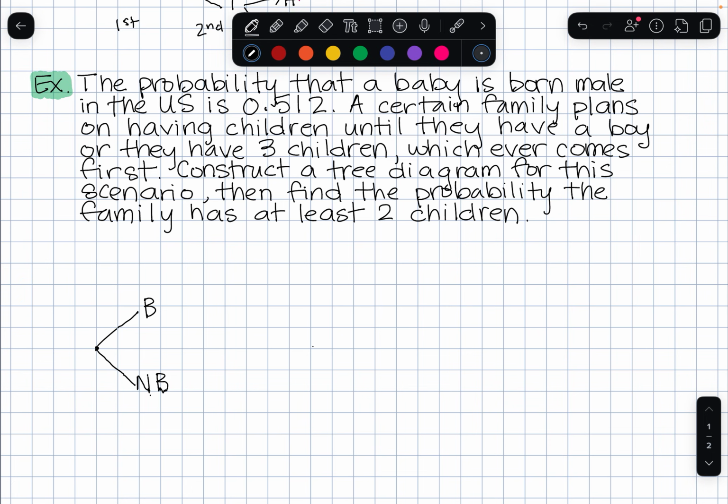And I know the probability of having a boy is 0.512. So this is 0.4 or something. I want to say 488, but I'm going to double check to make sure I can do math in my head on a day when it's 109 degrees outside. Yeah, it is 488. Okay, good. I can still do math.